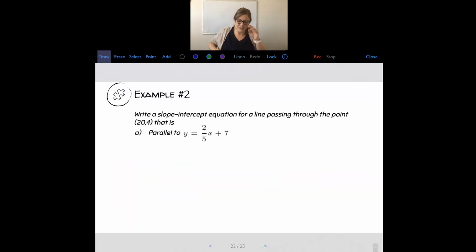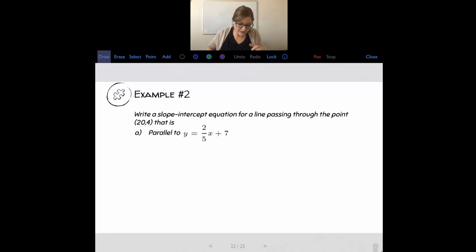Write a slope-intercept equation for a line passing through the point (20, 4) that is parallel to y equals 2/5 x plus 7. This is still getting into writing equations of lines. We're able to get the slope by knowing the line we're interested in is parallel to this line, and then we have a point that we can use to get the y-intercept.